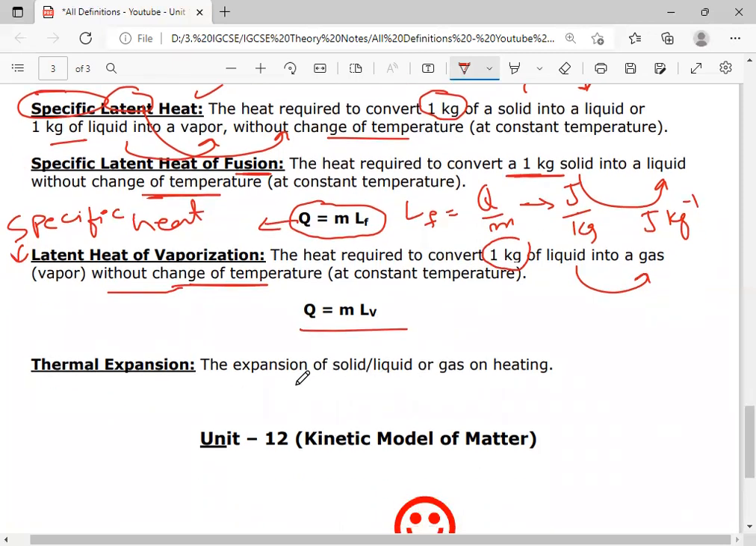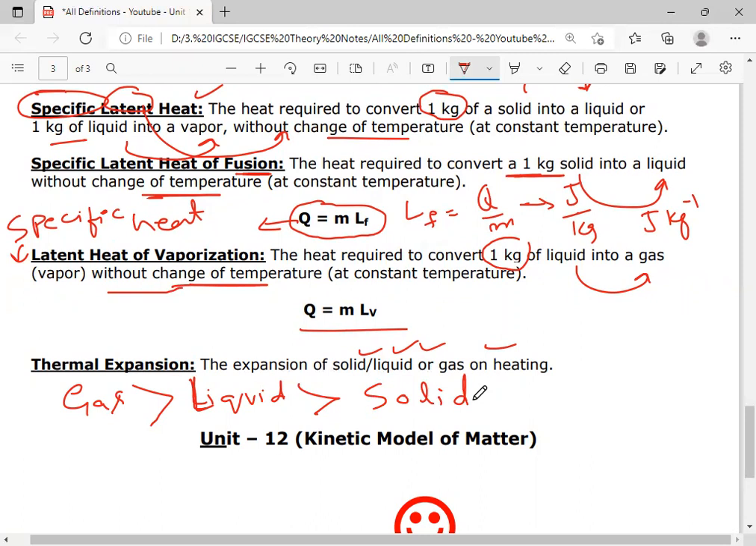Then thermal expansion. The expansion of solid, liquid, or gas on heating is called thermal expansion. Gas expands the most. Gas expansion is greater than the expansion of liquids, and expansion of liquid is greater than the expansion of solid. And what is the reason why gases expand most? Because there are fewer intermolecular forces between their molecules and the distances are larger. This is the reason gases expand most on heating as compared to solids.